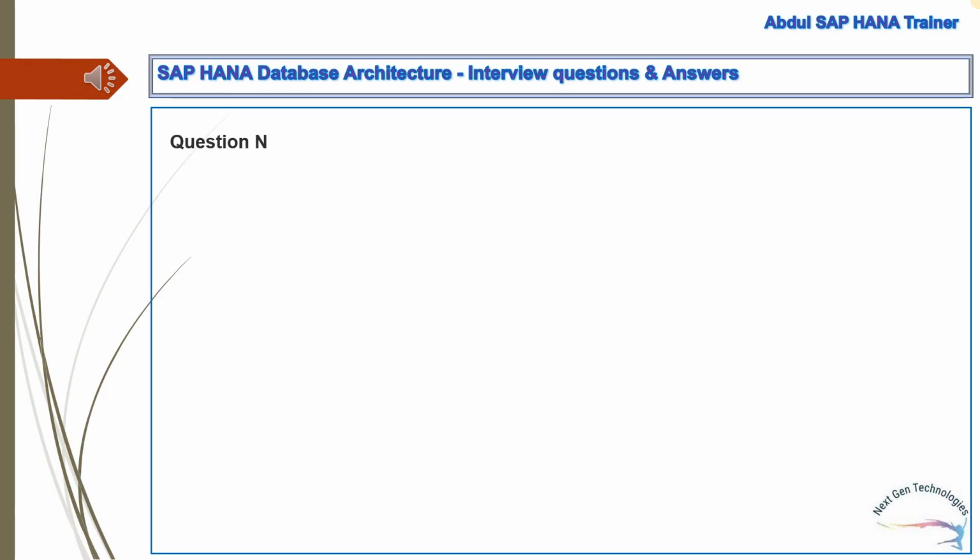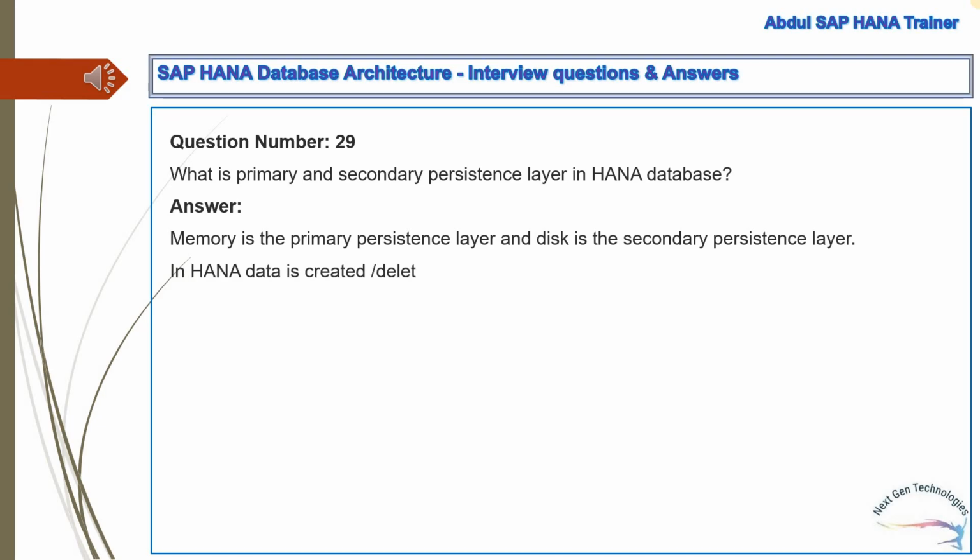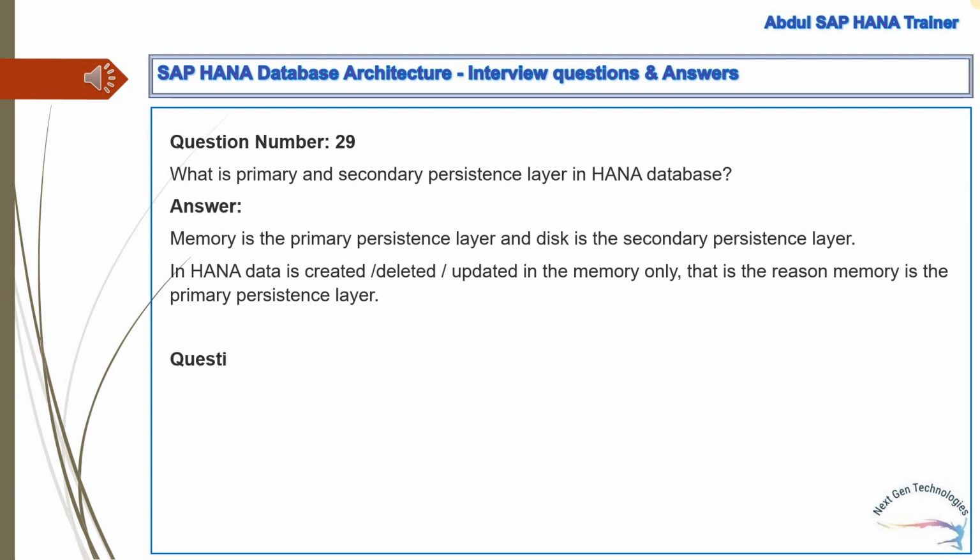Question number 29. What is primary and secondary persistence layer in HANA database? Answer. Memory is the primary persistence layer and disk is the secondary persistence layer. In HANA, data is created, deleted or updated in the memory only. That is the reason memory is the primary persistence layer.